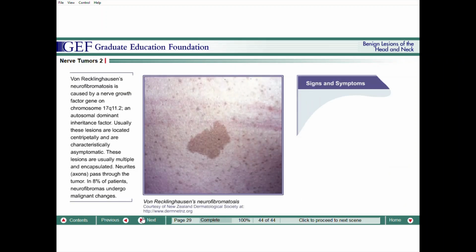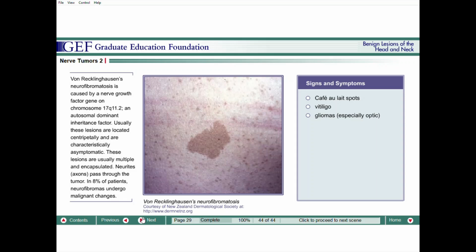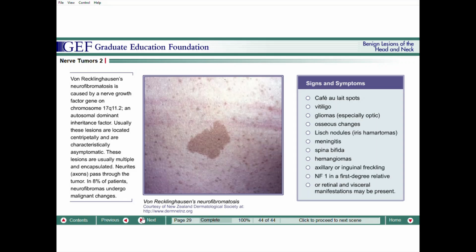Von Recklinghausen's neurofibromatosis is caused by a nerve growth factor gene on chromosome 17q11.2, an autosomal dominant inheritance factor. Usually, these lesions are located centripetally and are characteristically asymptomatic. These lesions are usually multiple and encapsulated. Neurites, axons, pass through the tumor. In 8% of patients, neurofibromas undergo malignant changes.